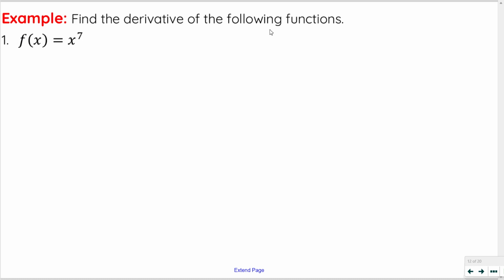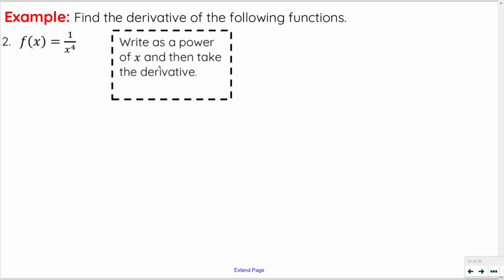Let's find the derivative of the following functions. F of x is equal to x exponent 7. So to find the derivative, I bring the 7 down and multiply it by the power with 1 less exponent. So bring the 7 down, reduce the 7 by 1. So much easier than the limit definition. Okay, let's look at this one.